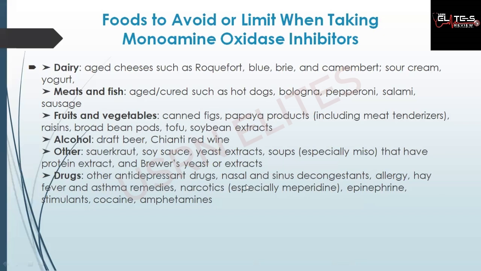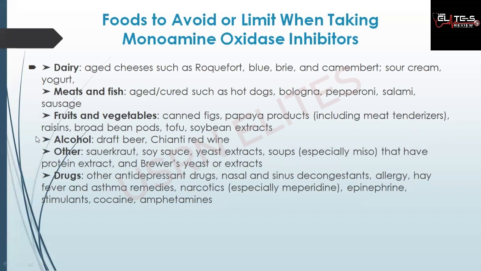All right, sure, let's continue. Kindly mute up first. So, fruits and vegetables: not all, but some. These are examples, like canned figs, from a fig tree. They can't take it. Papaya products, which is pawpaw, right? Papaya is pawpaw, isn't it? Including meat tenderizers, they can't take it.